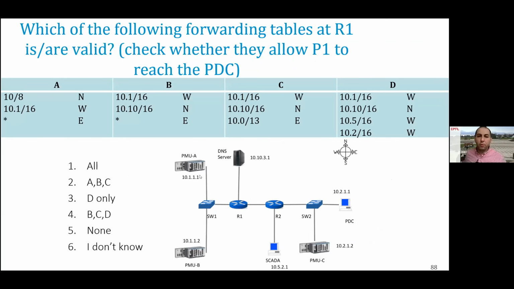Which of the following forwarding tables at R1 are valid? So check whether they allow P1 to reach the PDC. So again, a packet going from PMUA to PDC. We are at R1, we have a forwarding table. We propose 4 forwarding tables. Which of them are valid? So I suggest you look at which one is able to route the packet P1 to the right next hop.